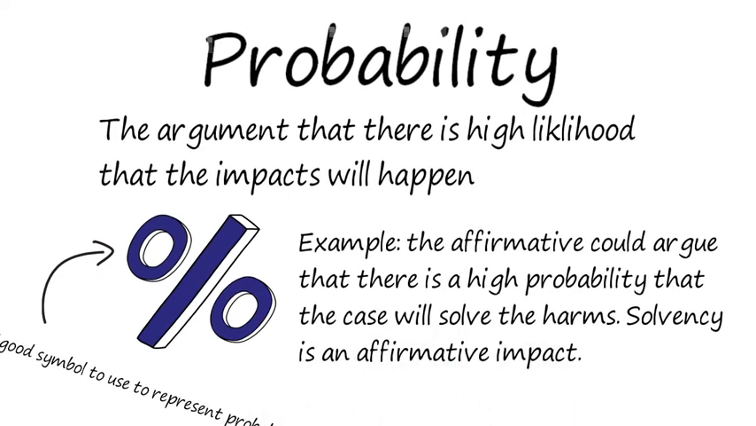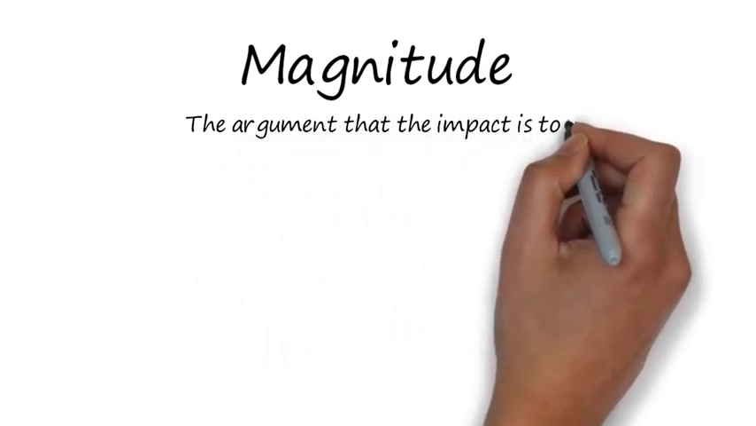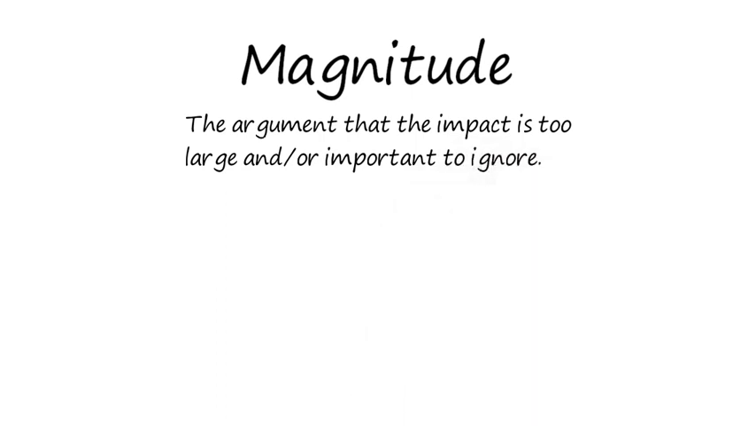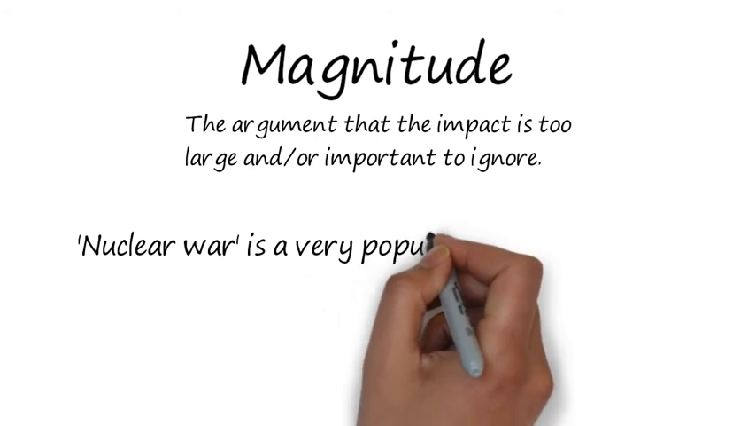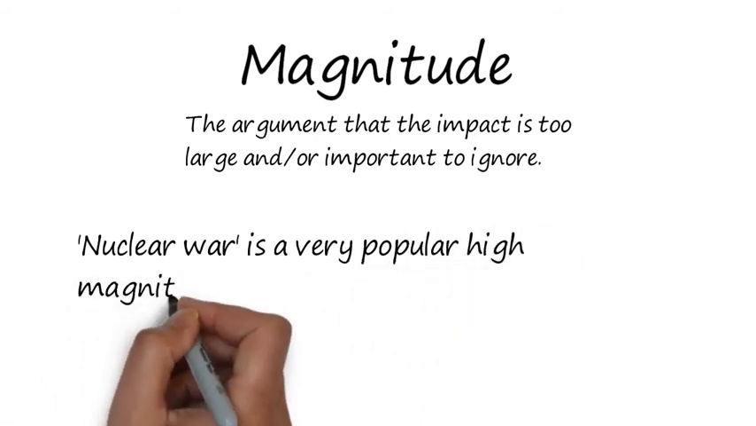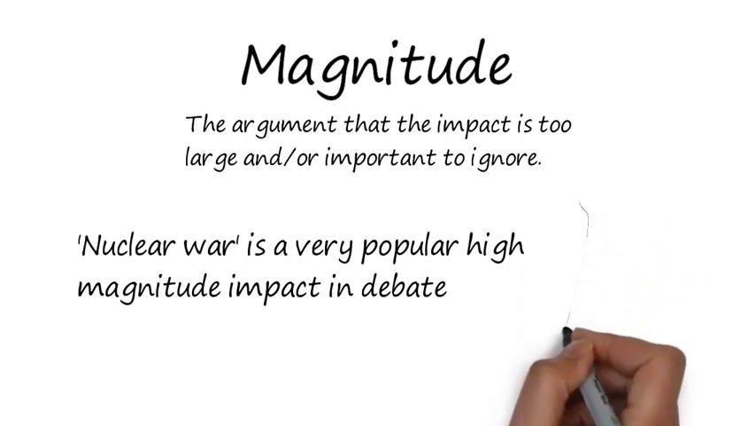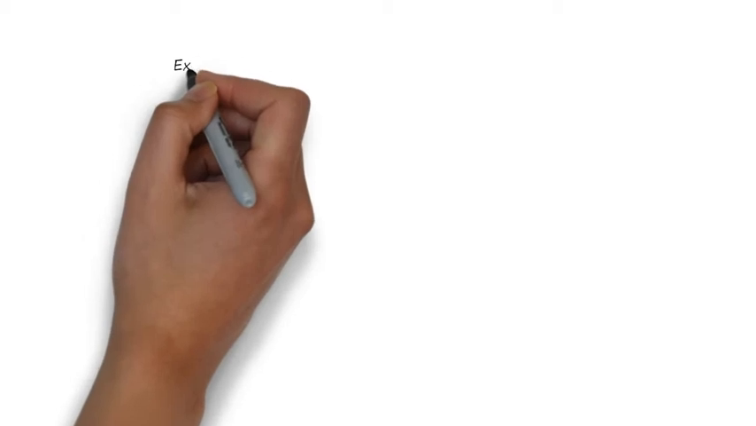The inverse of that is magnitude. Magnitude is just how large the impacts are, how important they are. This is why many debate rounds devolve into discussions about nuclear war, because nuclear war has a high magnitude impact. Lots of people are going to suffer. There's going to be massive amounts of death.